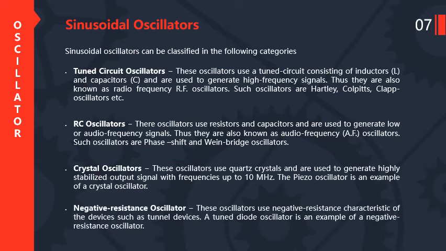Number 4 is negative resistance oscillators. So sinusoidal oscillators are classified into 4 categories. First one is a tuned circuit oscillator, second is an RC oscillator, third is a crystal oscillator, and fourth one is a negative resistance oscillator. These oscillators use negative resistance characteristics of devices such as a tunnel diode. The tunnel diode oscillator is an example of a negative resistance oscillator.